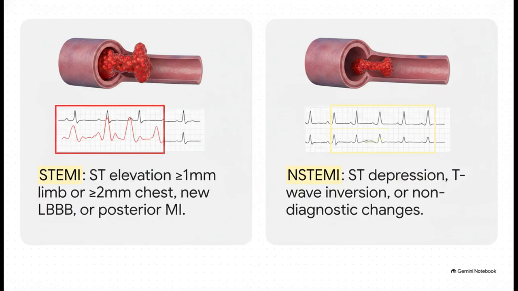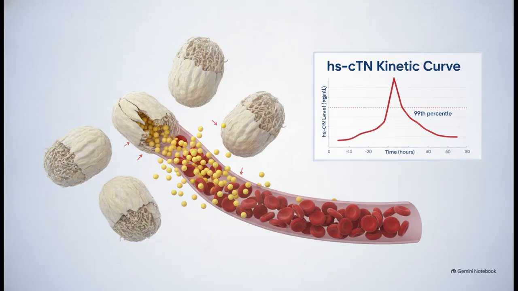Here, the ECG might show ST depression, T-wave inversions, or frustratingly, completely non-diagnostic changes. So if the ECG doesn't show a clear STEMI, how do we actually prove heart muscle is dying? Well, we look for the proteins the dying cells leak into the blood.